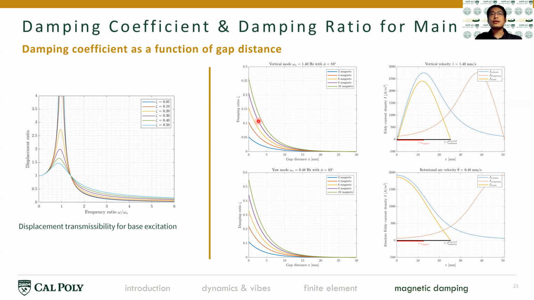So with the damping coefficient calculated earlier and the natural frequency that we calculated from the dynamic and vibration analysis, we can calculate the damping ratio, because the damping coefficient divided by the critical damping is equal to the damping ratio. And we can plot the damping ratio as a function of the gap distance of the surface of the magnet to the copper stage. And we can also simulate how many of the magnets to be used.